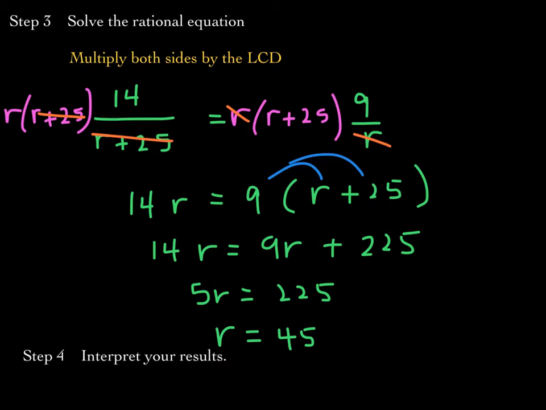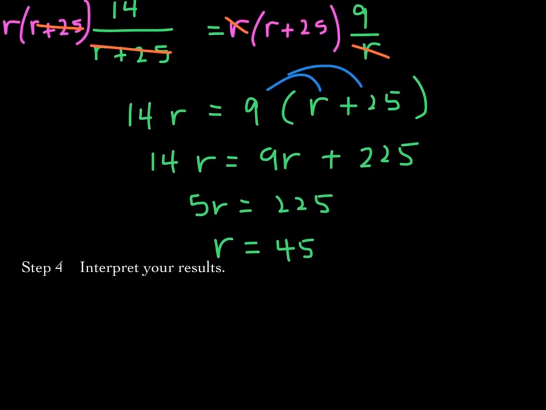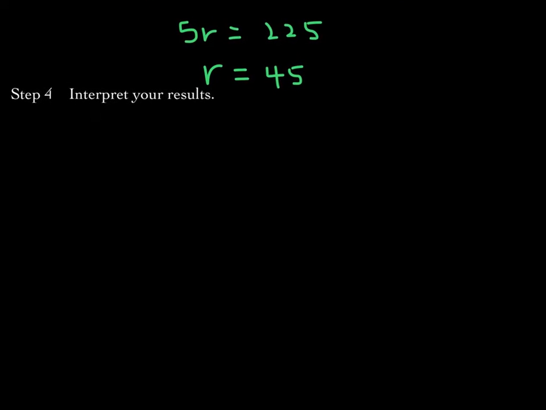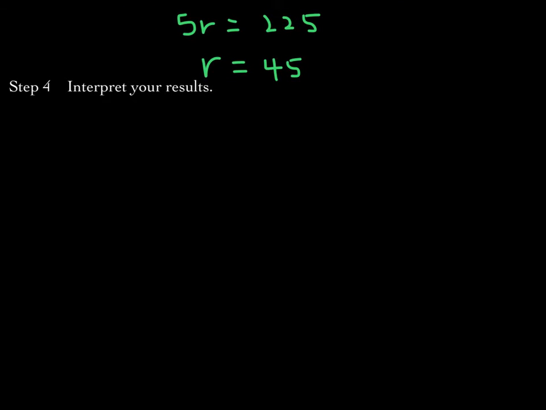The last step here is to interpret your results. So what does all of this mean? Remember, as I scroll up here, that r represents the speed of the mako shark. So this must mean that the mako shark's fastest speed is 45 miles per hour. So I have here the mako shark swims at a speed of 45 miles per hour.